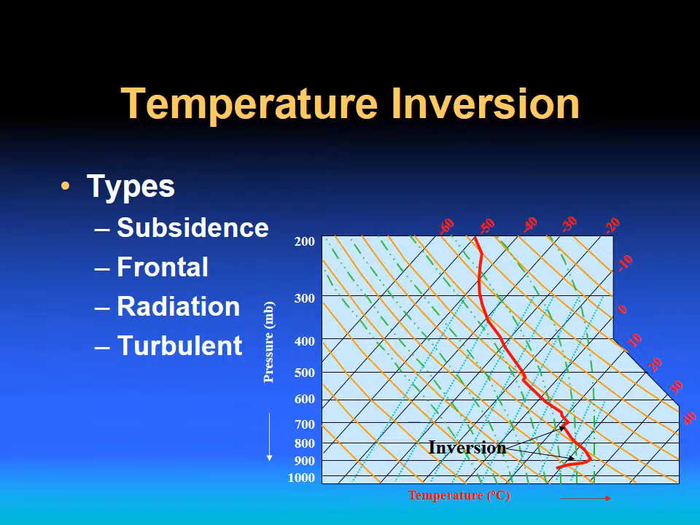There are a lot of different types of temperature inversions. Here's a few of them, and these are the ones that you see on soundings quite frequently: subsidence, frontal, radiation, and also turbulent inversions. We're going to talk about subsidence, frontal, and also radiation inversions. On this sounding, you can actually see two inversions, and perhaps a third layer in the upper atmosphere, near 500 millibars, where the atmosphere is isothermal. Temperature doesn't change with height.